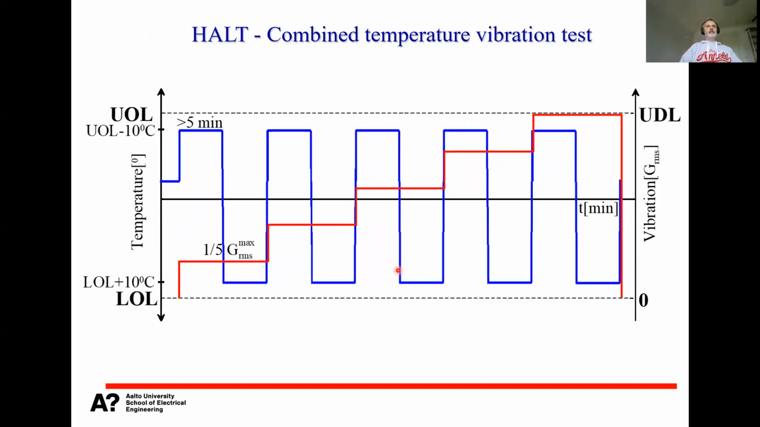So now if we merge these together, here this is the operational limit for the temperature, and this dashed line refers to the destruction limit for the vibration. So first the thermal cycle, 10 degrees below the upper operational limit, and 10 degrees above the lower operational limit, and 20% of the maximum G value in random vibration. And then in the second cycle, you increase the vibration to 40%, 60%, 80%, and then 100%.